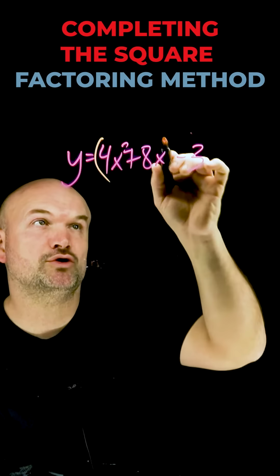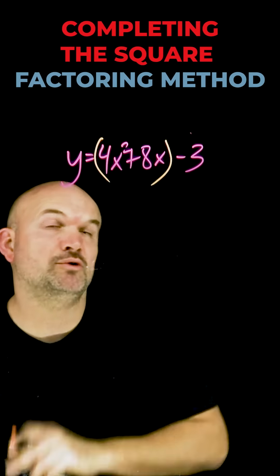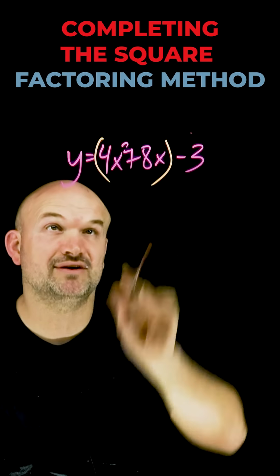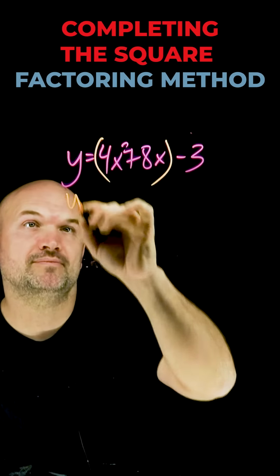So what I'm going to do is group the first two terms. Then I'm going to just factor out the 4. I don't need to factor out 4x because we're not trying to factor out the GCF. I'm just trying to get rid of this 4.